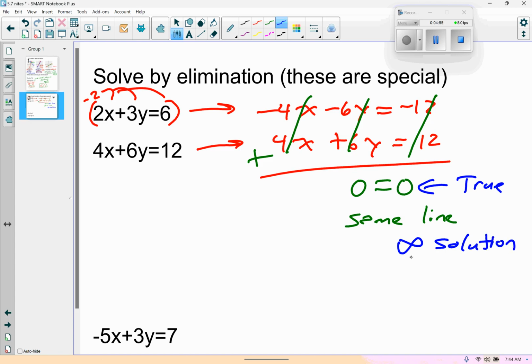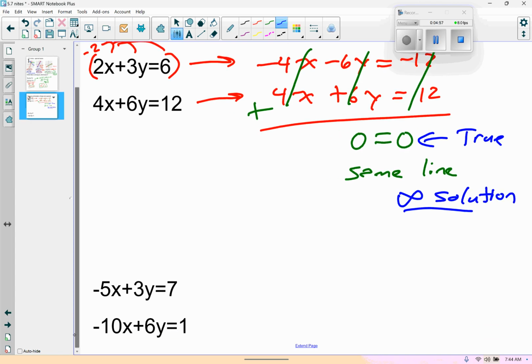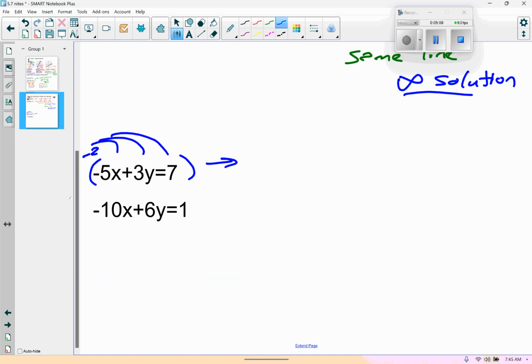The next case, we're going to take a look at the same thing. X and Y are on the same side. That's great. I'm going to multiply this all by -2. So that's going to give me 10x minus 6y equals -14.